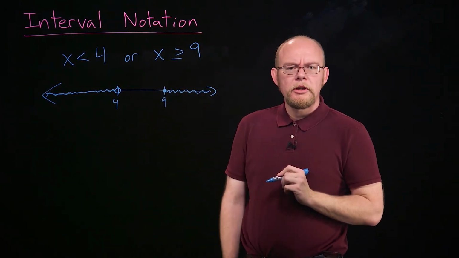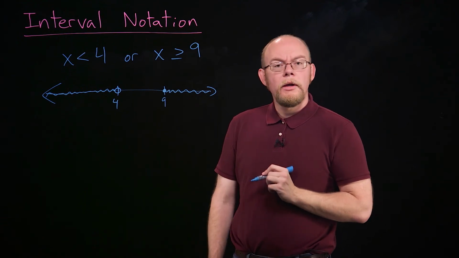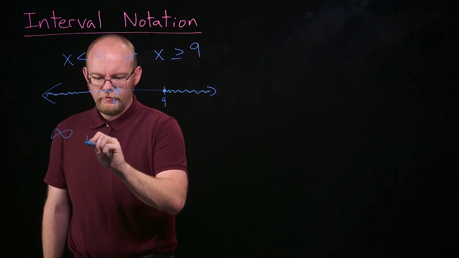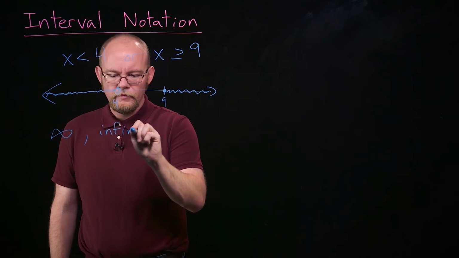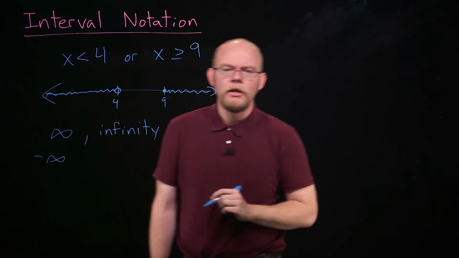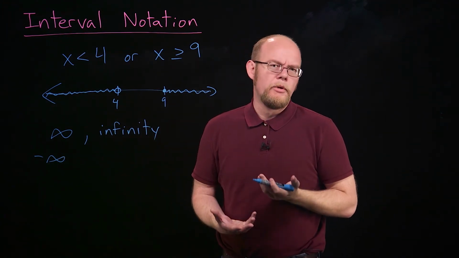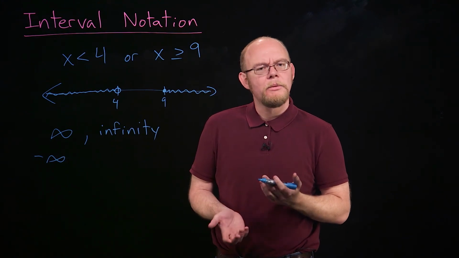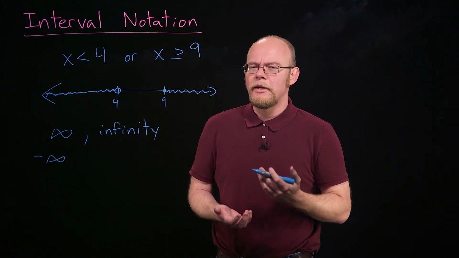So how do we express these correctly? Well, the way we do that is we include the use of infinity, as well as negative infinity. Now, infinity is not a number. You can't add infinity. If someone says infinity minus infinity is equal to 0, that's actually not a well-defined statement.